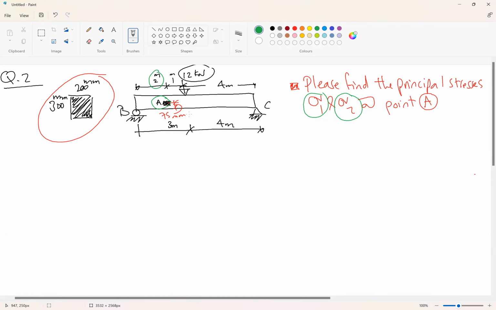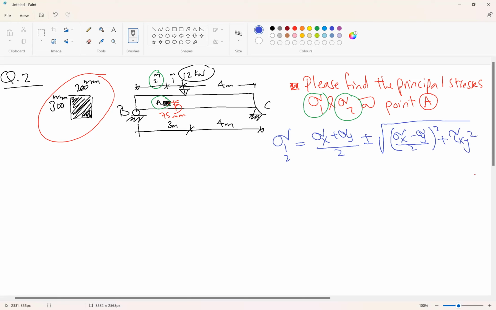Okay. For this example, if we return back to our formula, sigma 1, 2 equal to sigma x plus sigma y over 2 plus or minus root of sigma x minus sigma y over 2, all squared, plus tau xy squared. First of all, we need to find what sigma x and sigma y are, and also what tau xy is. How to find these stresses?